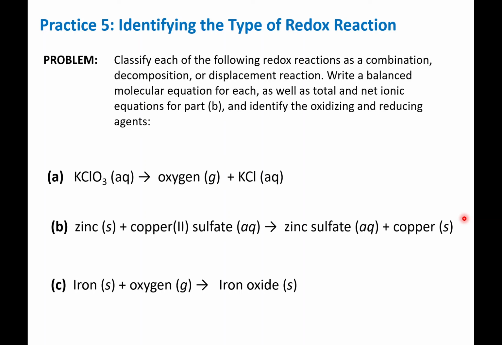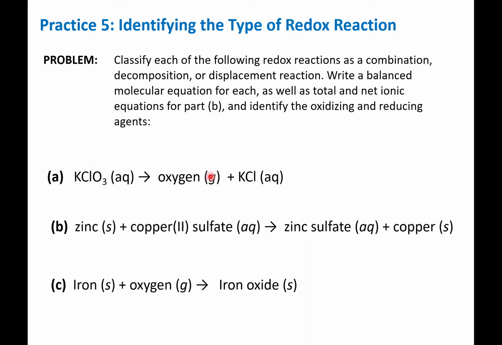Okay, so let's try an example of identifying the type of redox reaction in each of these cases. The first example, we have potassium chlorate or chlorite. I think that'd be chlorite because there's 3.